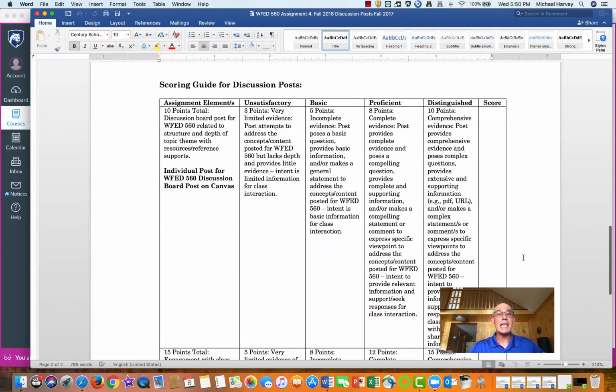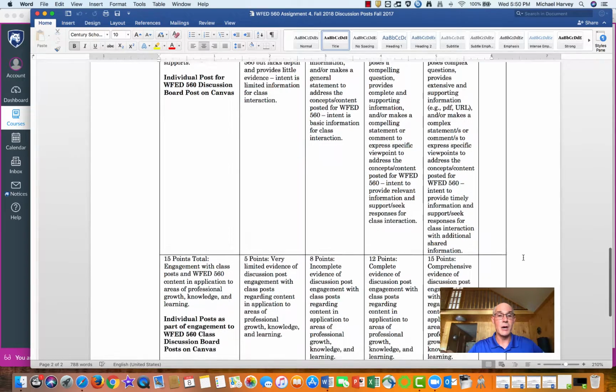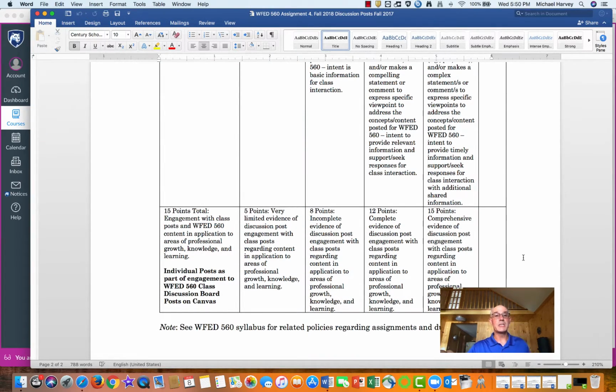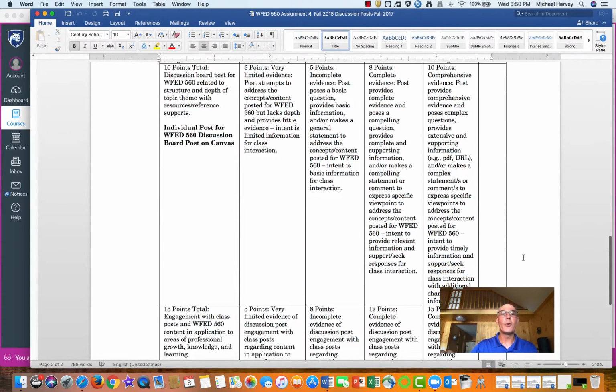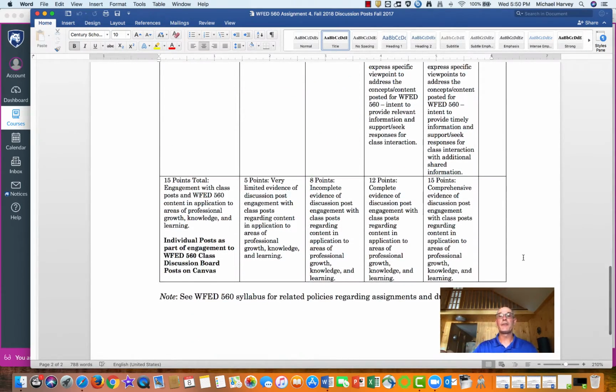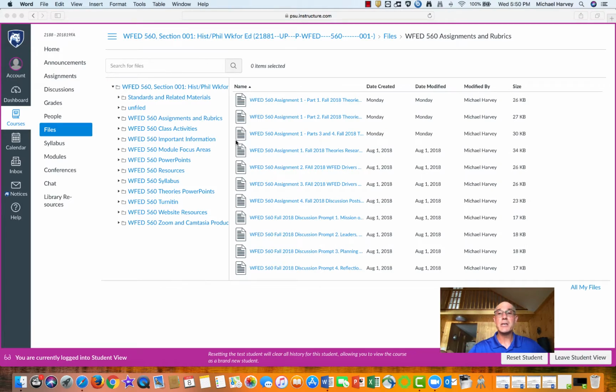This is the grading aspect. The first 10 points is for the discussion prompt post itself. The second 15 points is basically due to your engagement. Are you involved? Are you responding to other people's posts? Are you posting things? Are you providing information? And so it's a 2-pronged approach. One is you're graded for your post itself, and the other is you're graded for your interactions and your engagements around the prompt cycle. So that's the overview of the discussion prompts.